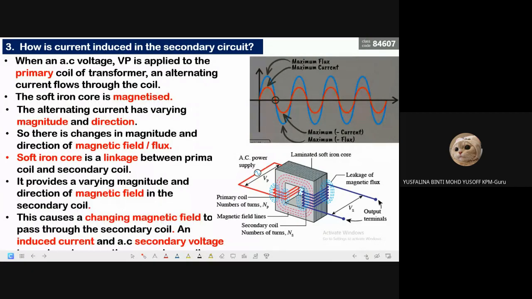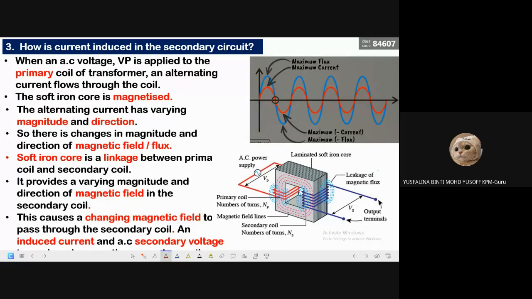This is the part. In the questions for Section B, the ones you need to explain for 4 marks, they will ask you to explain how the transformer works. Explain the principle of the transformer. How is current induced in the secondary circuit? So let's understand this one first.